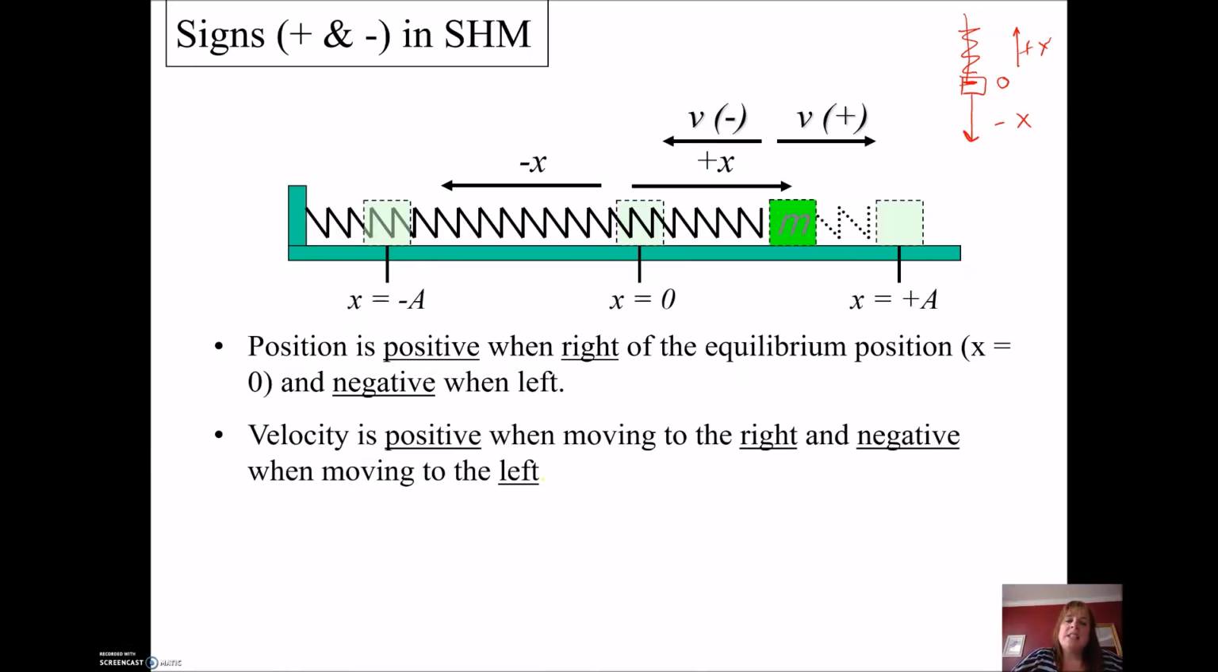Remember that velocity is about the direction of motion. So when I'm moving in the positive direction, then I have positive velocity. So positive velocity is when I'm moving to the right, and negative velocity just means I'm moving to the left.